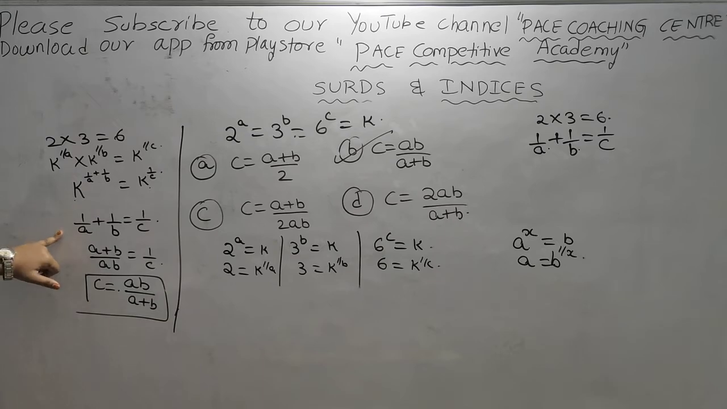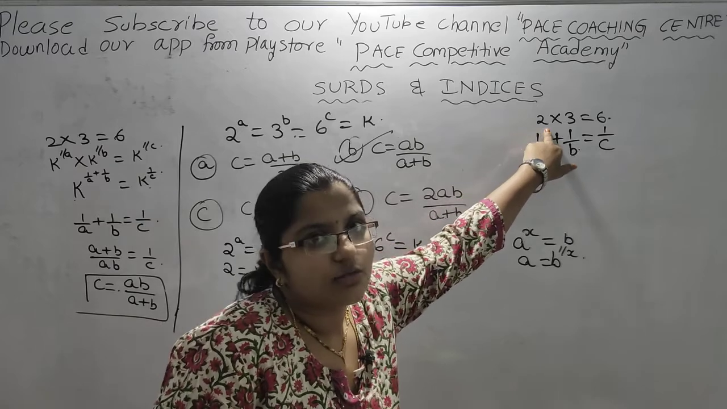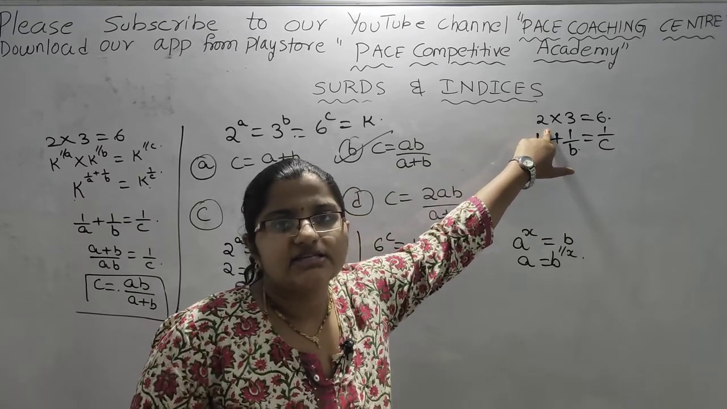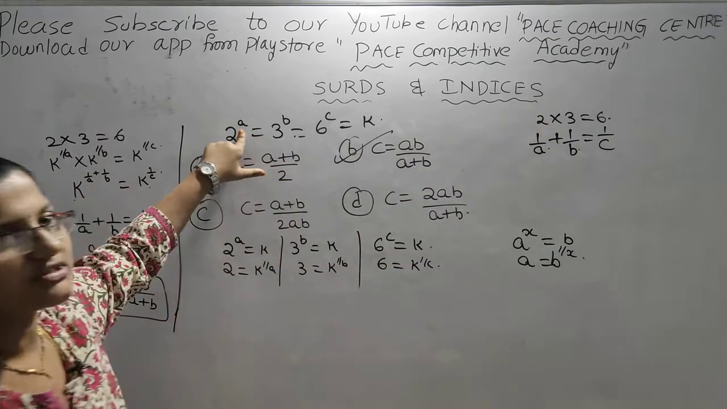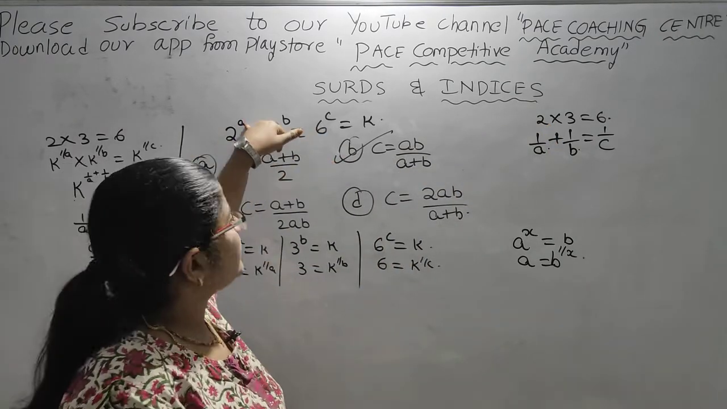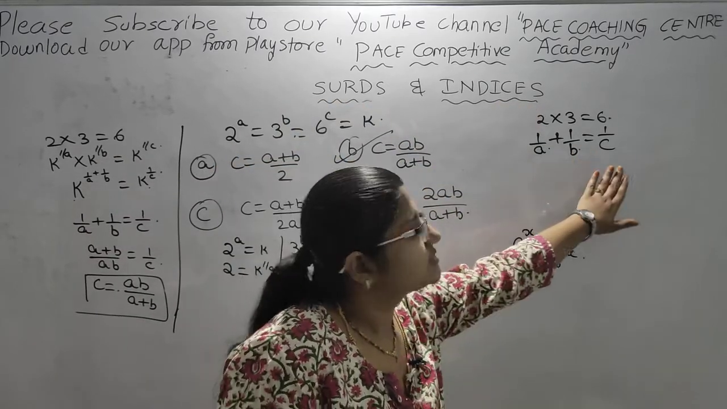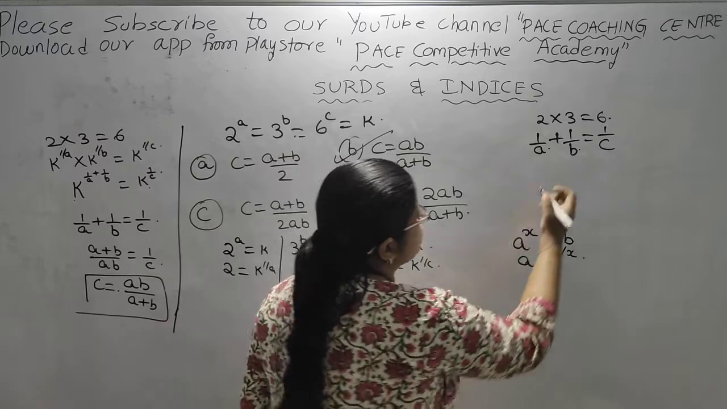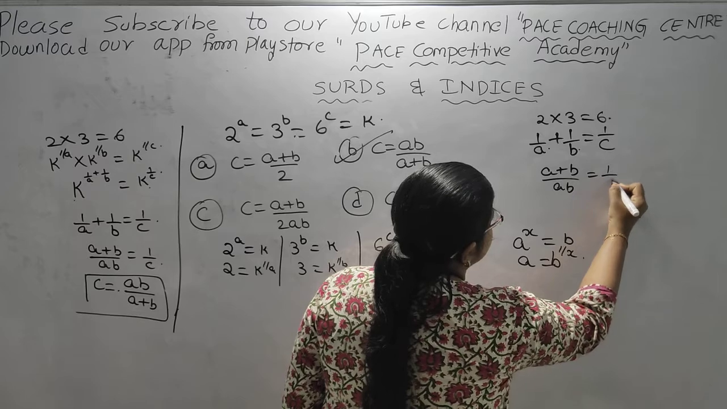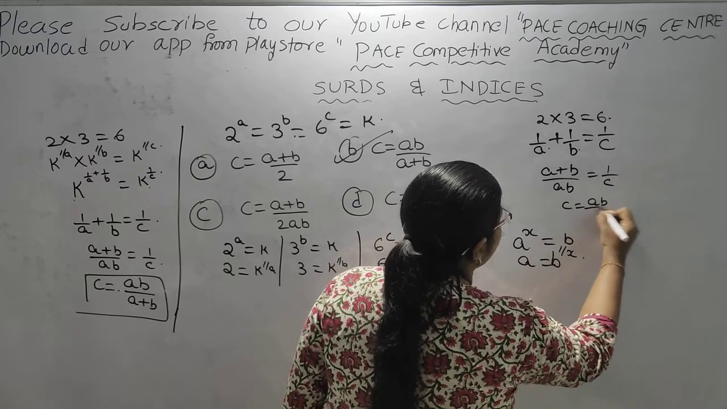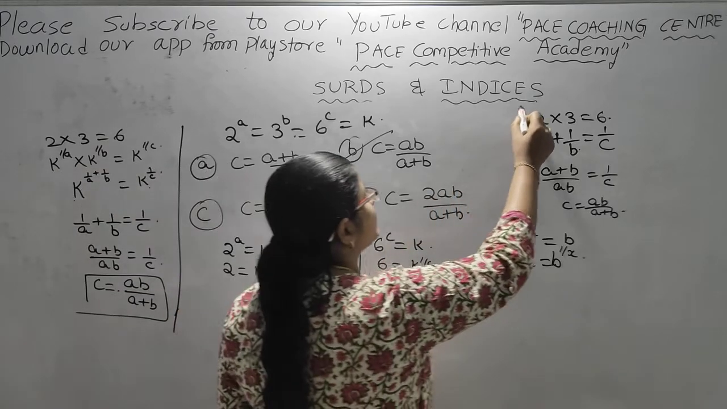You came to this step directly. We will write the relation between the bases. So we will convert the bases in terms of powers. Whatever power it may be, we will do 1 by that power. So we will get a relation. From this relation, we will get (a plus b) by ab equals 1 by c. So c equals ab by a plus b. Simple. So this is the shortcut.